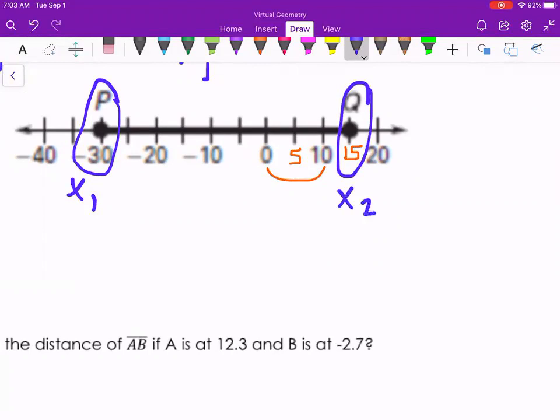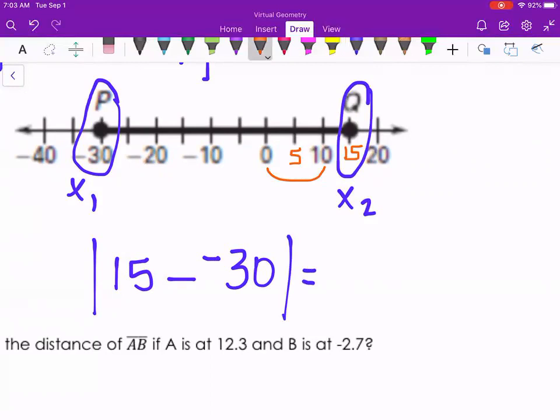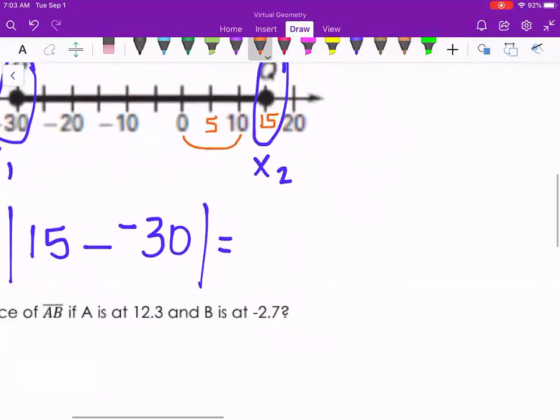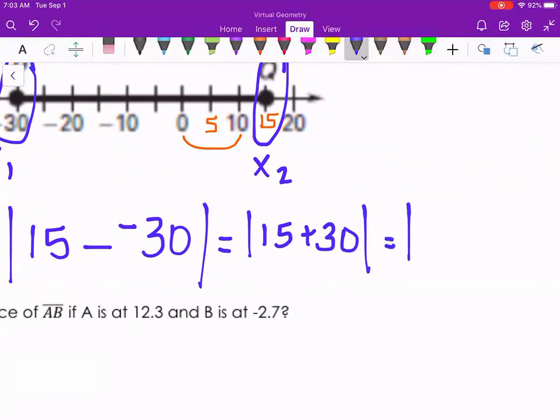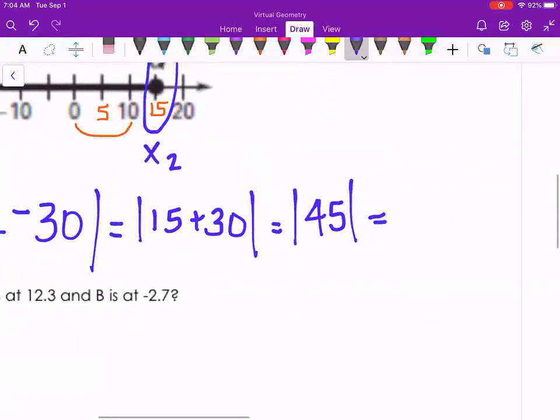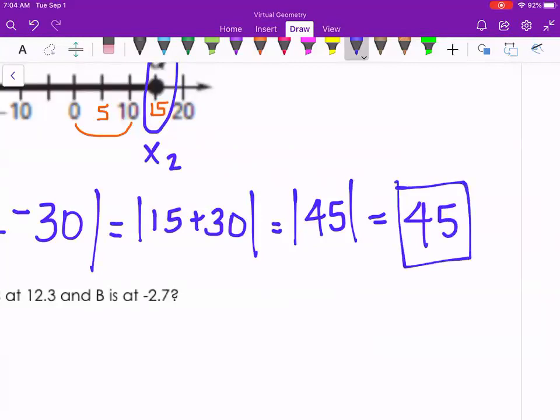And so we'll let that be x2. So let's try our formula. The absolute value of x2, 15, minus -30. Let's see what we get. As a reminder from Algebra 1 and 2, if we have a minus negative, it's the same as if we had a plus, so 15 plus 30, which gives us the absolute value of +45. And +45 is 45 units away from 0. So there is my final answer.